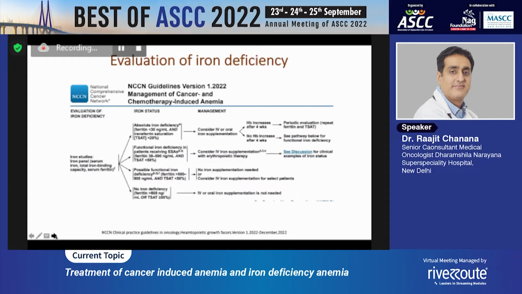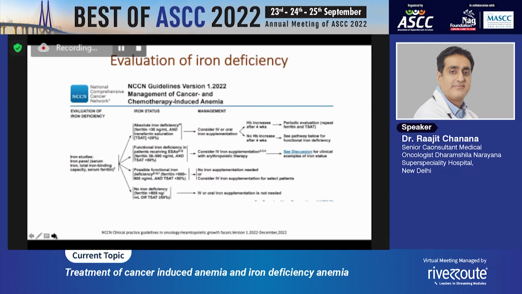So how do we evaluate for iron deficiency? We do an iron panel, which includes transferrin saturation, serum iron level, ferritin, and TIBC. Based on these values, we can classify which type of iron deficiency anemia we are dealing with. Absolute iron deficiency means that ferritin is less than 30 nanogram per ml, and the transferrin saturation is also low, that is less than 20%. For this, we need to replace iron and periodically assess.